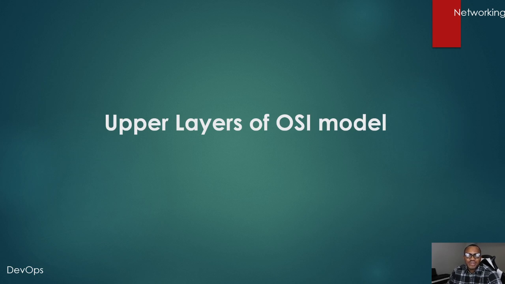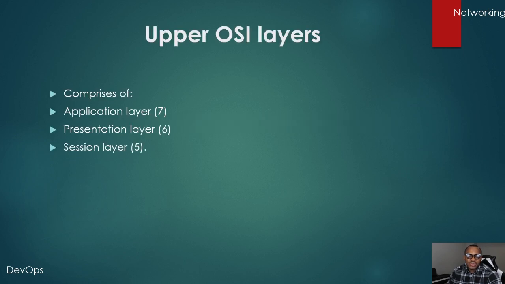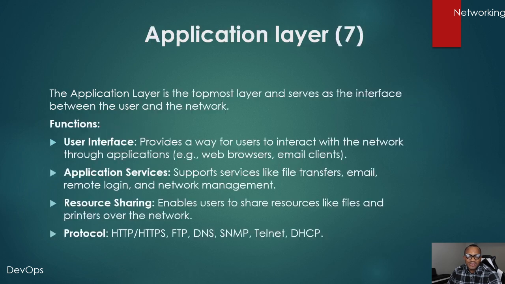My name is Enoch. Today we will continue in our series on networking, and we'll be looking at the upper layers of the OSI model. The upper layers of the OSI model refer to the session layer, which is layer 5, the presentation layer, which is layer 6, and the application layer, which is layer 7. These layers are more closely related to software applications and user interactions, unlike the lower layers that deal with data transmission and physical connectivity. Let's look at these layers one after the other.